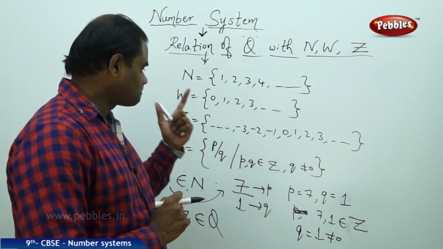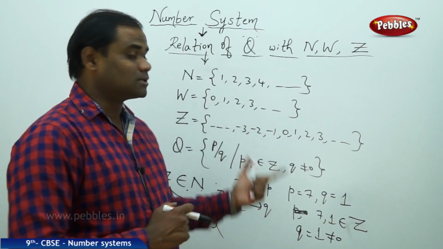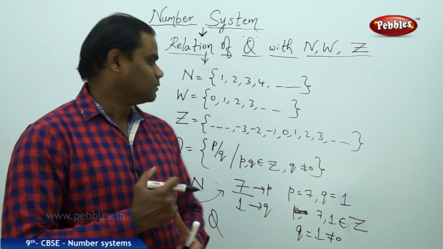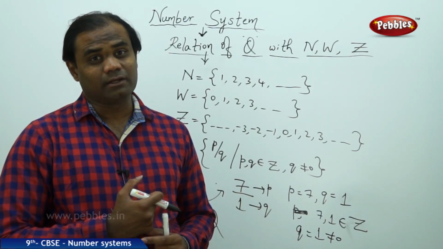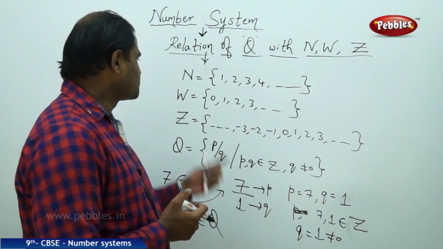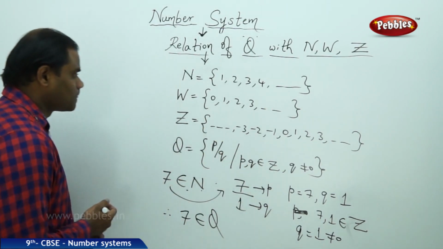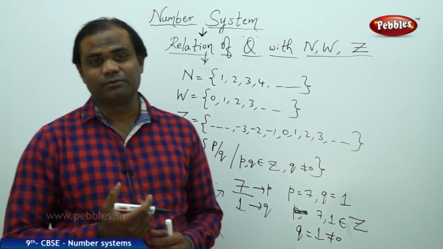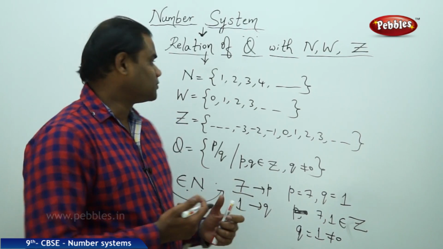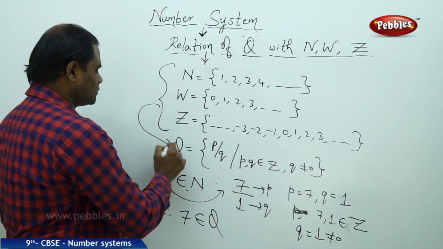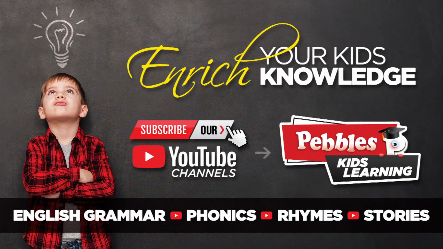All integers are part of rational numbers, and all whole numbers are part of the rational numbers. This is how we understand the concept of natural numbers, whole numbers, integers, and Q. This is how we get the relation between N, W, Z, and Q, these three being part of Q. Q is bigger than N, W, and Z.